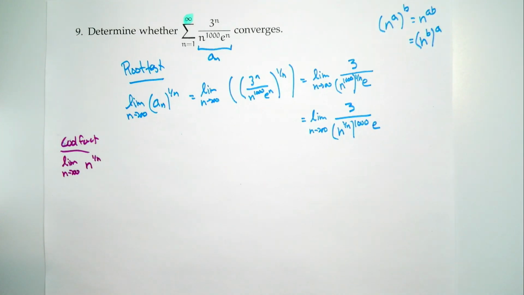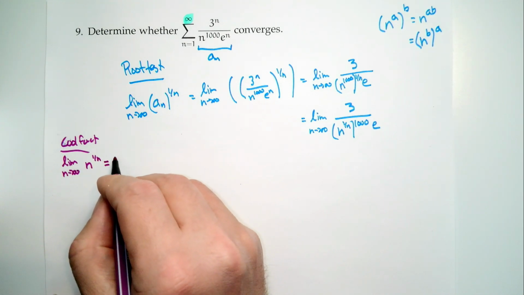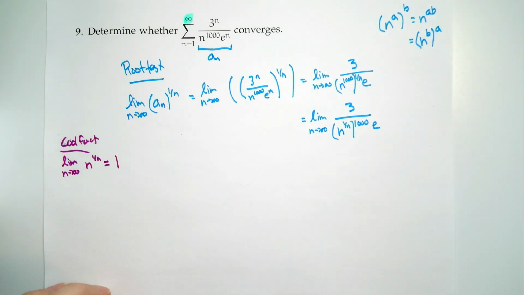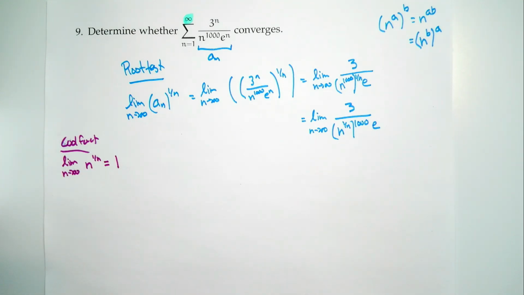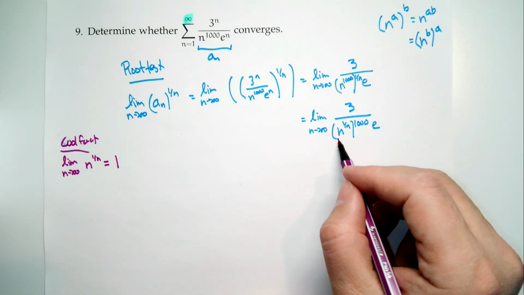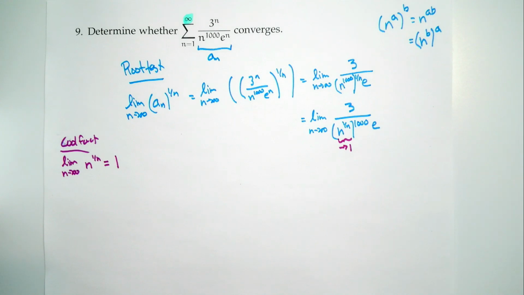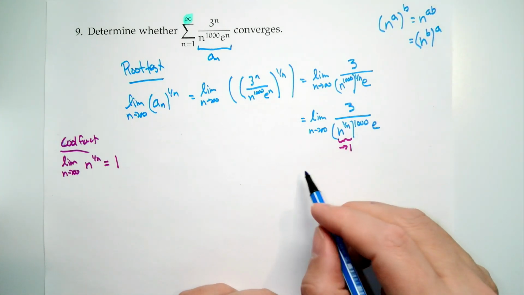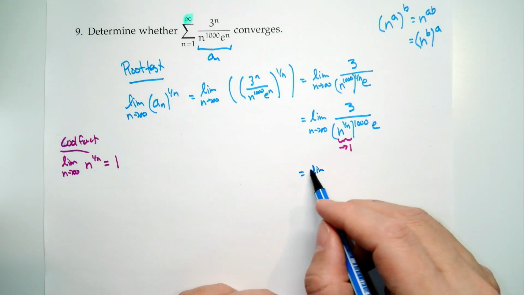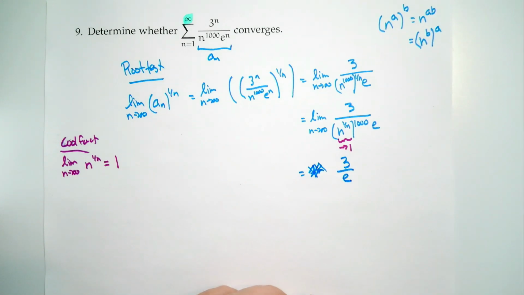What does that become? N to the 1 over n becomes 1. That's a really useful fact. In fact, I'd say it's very cool. Something you might want to know. So this part inside is going to 1. So what does that tell us? Well, if I take 1 to the 1,000, how does that behave? The answer is, whoops, you don't need to do a limit anymore. It just goes to 1. So we end up with 3 over e.